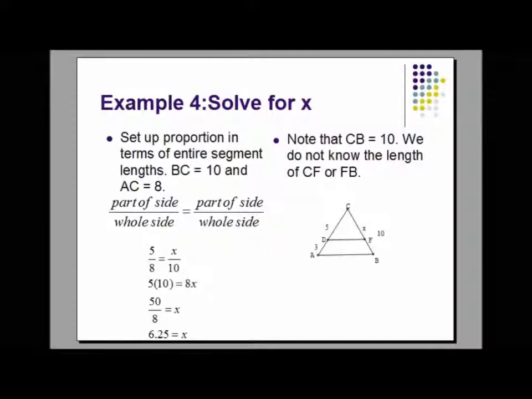And we're setting up the proportion this way. The part of the side we're looking for over that whole side length will equal the part of the side over the whole side. On the left, we have the part of the side is 5 over the whole side length is 8. And on the right, the part of the side is x over the whole side length is 10. We cross multiply. 5 times 10 equals 8x. 50 equals 8x. Dividing both sides by 8 gives x equals 50 over 8, which is 6.25.